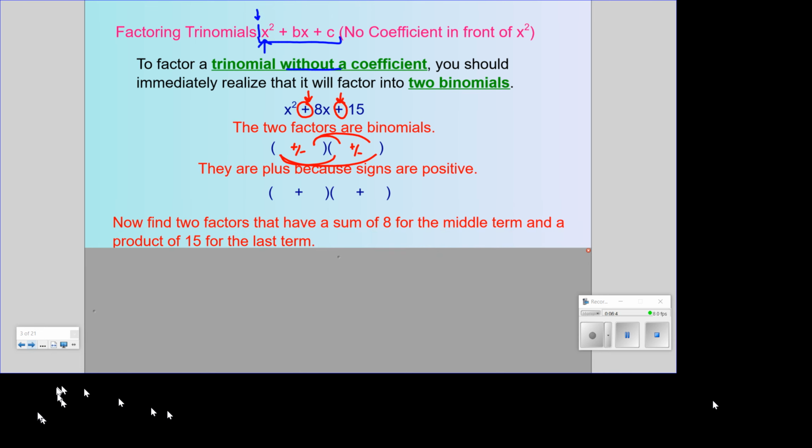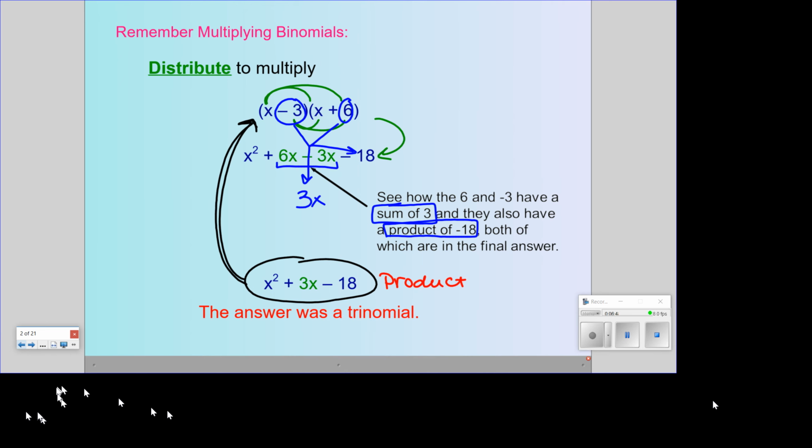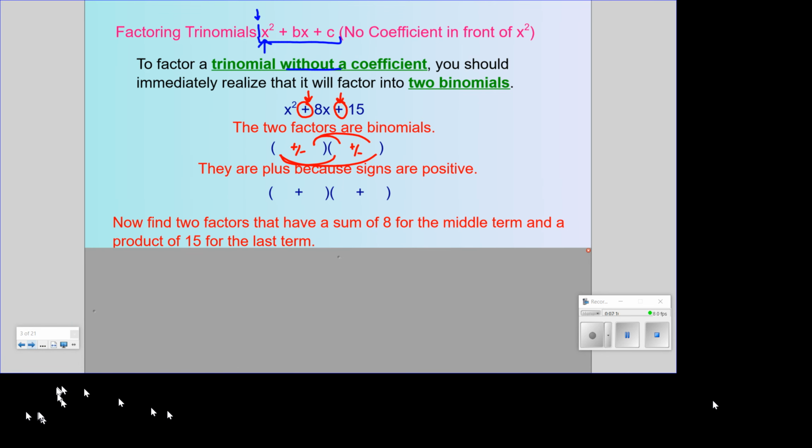So what we need to do is find two factors that have a sum of 8. Remember, when we looked at the stretched out multiplication of those binomials, the two middle terms ended up adding to give us the middle term. It came from adding the -3 and the 6. Those are parts of our binomials. So we need to find a set of numbers that would add to 8.